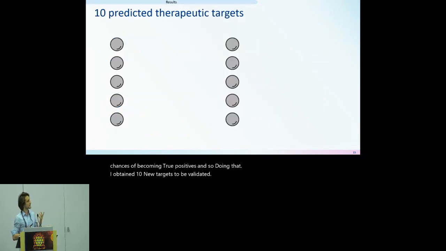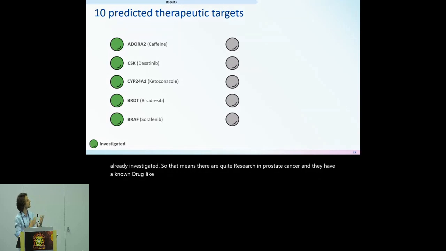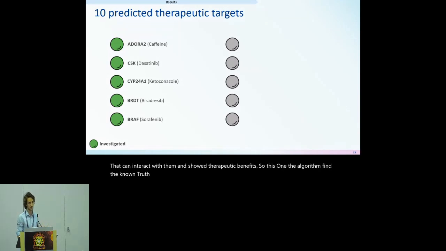Sadly, validating targets in vivo is difficult, and we could not do it. We did not try. We don't have access to the in vivo facilities, so I had to validate them using the literature. Among those 10 predicted therapeutic targets, it appears that the first 5 were actually already investigated. That means they are quite researched in prostate cancer, and they have known drug-like molecules that can interact with them and showed therapeutic benefits. So for these, the algorithm found a known truth about targets. If I could rerun it, they would potentially be labeled as positive from the start.